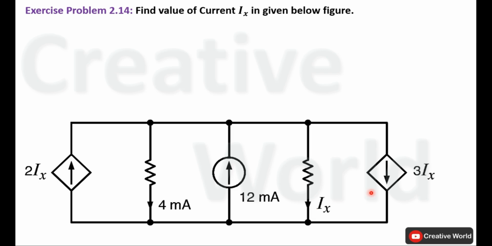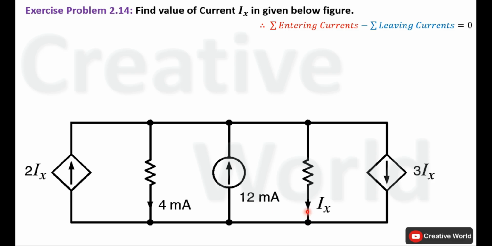In this circuit, the only information provided is in the form of currents, and we are asked to calculate the value of current as well. So we will use Kirchhoff's current law to calculate the value of current Ix inside this circuit, because Kirchhoff's current law is purely based on currents.